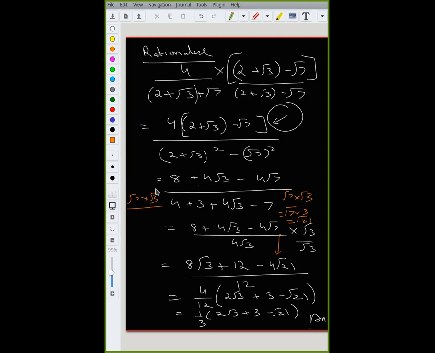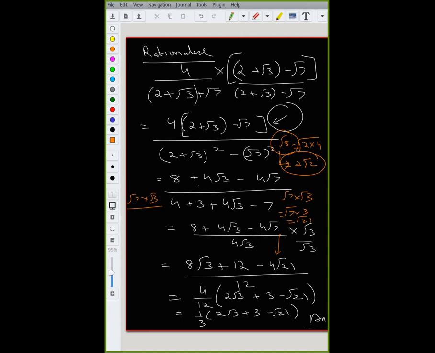Now, supposing in one of the terms, if it was root 8, then you would do this again, root of 2 into 4, which would be 2 root 2. So the answer would come as 2 root 2, not root 8. Okay, remember all this, please. Okay, so any doubts so far?